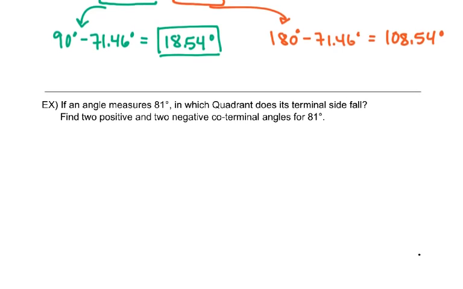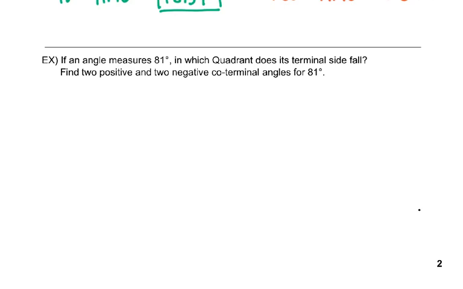All right, and our last example here, if we have an angle measuring 81 degrees, in which quadrant does the terminal side fall? We're going to find two positive and two negative coterminal angles. So we have an angle measuring 81 degrees. So as we start to think about these angles as a rotation, we always start on our positive x-axis.